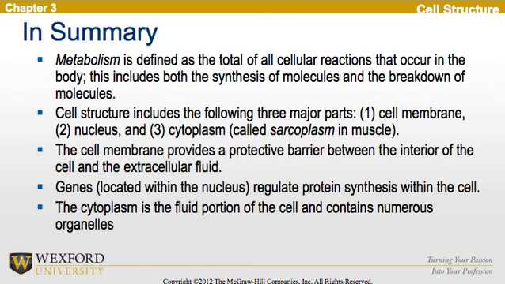So in summary, metabolism is defined as the total of all cellular reactions that occur in the body. This includes both the synthesis of molecules and the breakdown of molecules. Cell structure includes the 3 following major parts: cell membrane, nucleus, and cytoplasm, called sarcoplasm in a muscle. The cell membrane provides a protective barrier between the interior of the cell and the extracellular fluid. Genes, which are located within the nucleus, regulate protein synthesis within the cell, and the cytoplasm is the fluid portion of the cell that contains numerous organelles such as mitochondria.